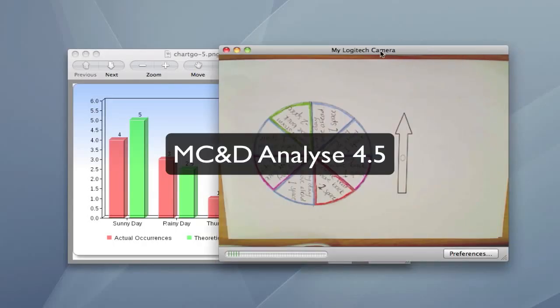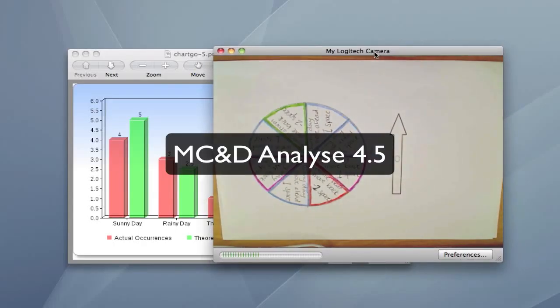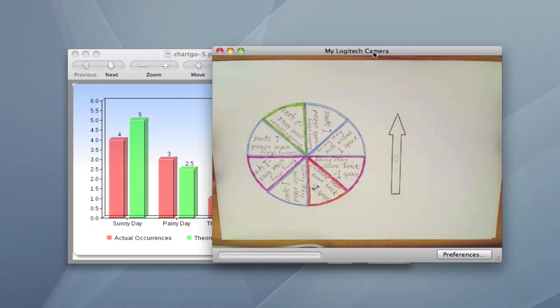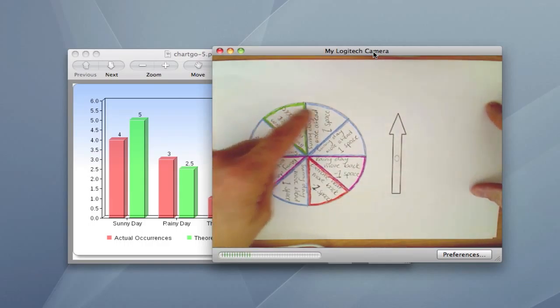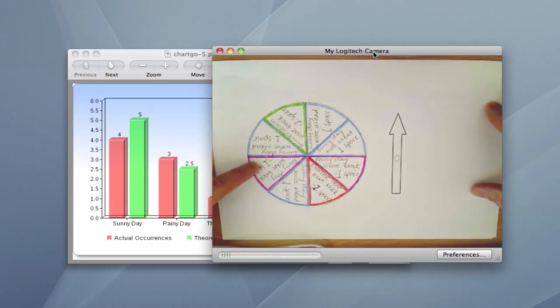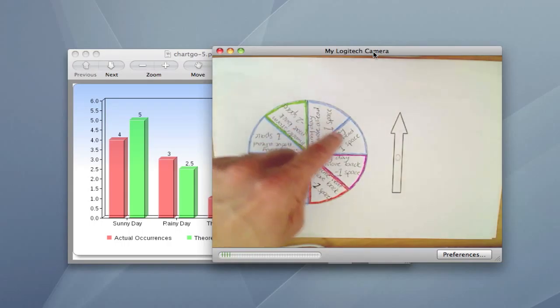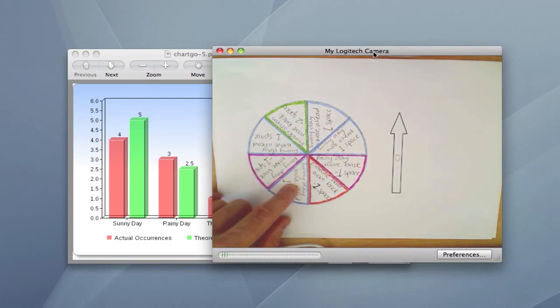We just need to now look at analysing your game for level 4.5, and what you're going to be looking at is the spinner that you've created. We have different sections, so it's divided into 8. Now you'll notice that on mine, 4 of those sections are for a sunny day, so that's half of them. That's 4 out of the 8 sections.